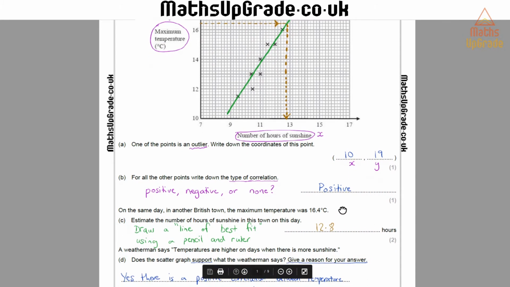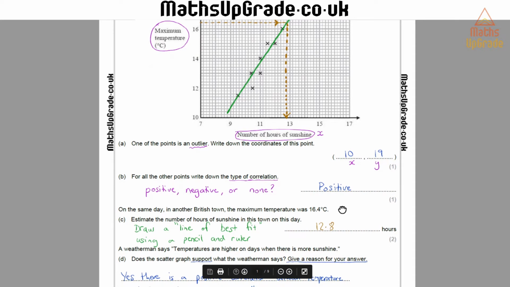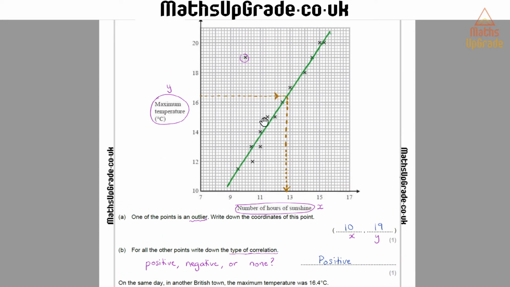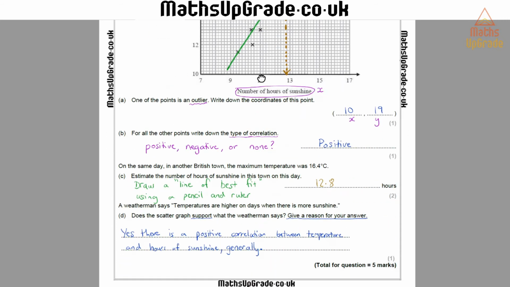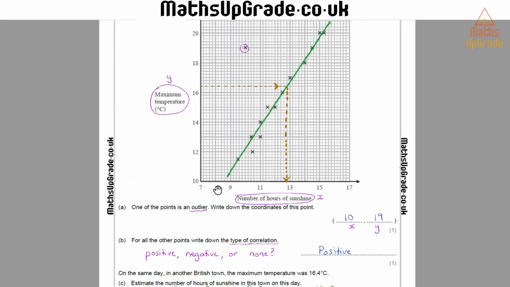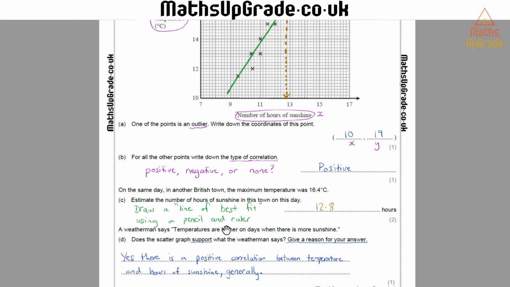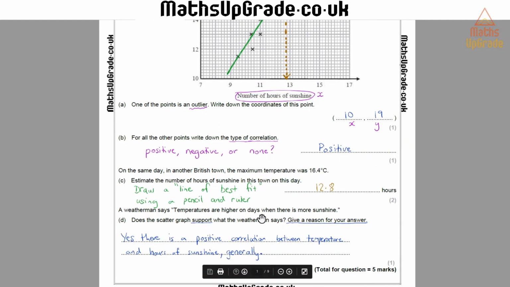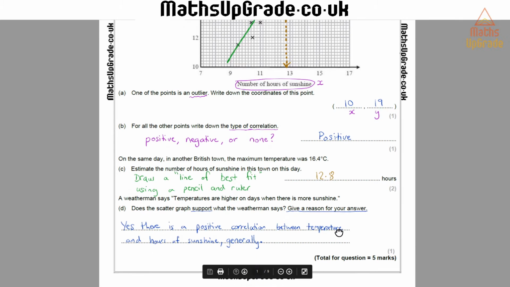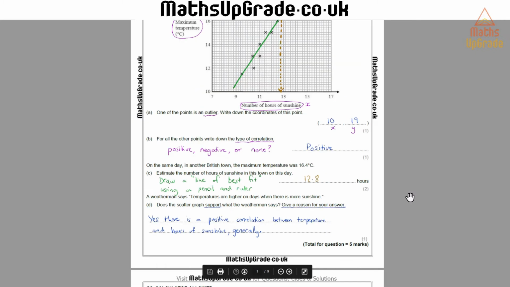Part D, a weatherman says temperatures are higher on days where there's more sunshine. Does the scatter graph support what he's saying? Give a reason. So you can see from part B, you knew it's positive correlation. So that means that as the sunshine increases, the temperature increases, right? So he's saying temperatures are higher on days where there's more sunshine. That is true. So I've said there's a positive correlation generally. And that whole question there was worth 5 marks.